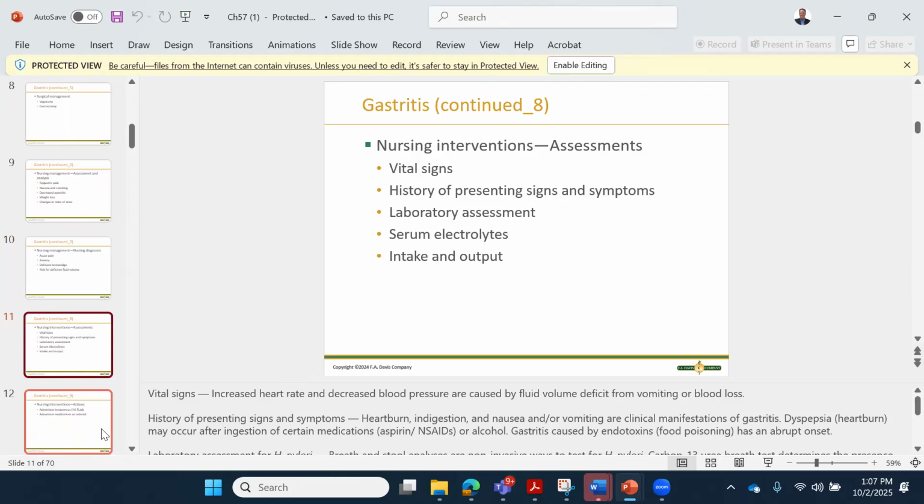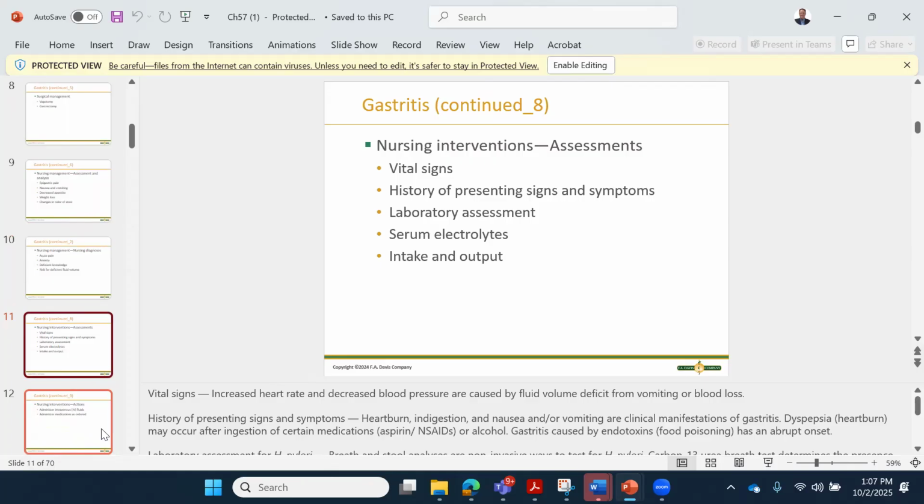So, nursing interventions would include vital signs. You would want to look for signs and symptoms of hypovolemia. And again, the hypovolemia can present by a patient being hypotensive and tachycardic, or the actual hypovolemia can be true hypovolemia with actually loss of blood volume.